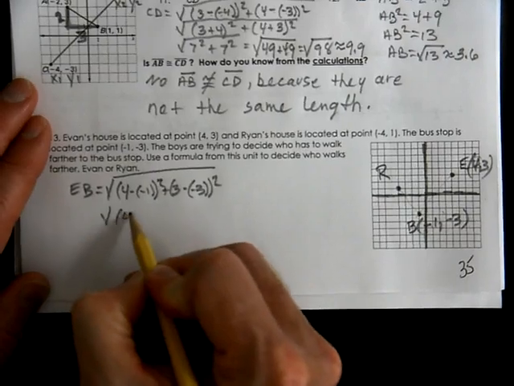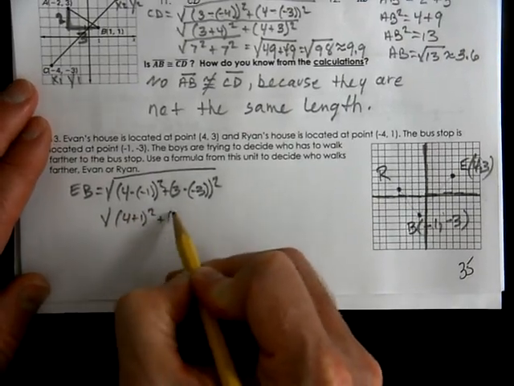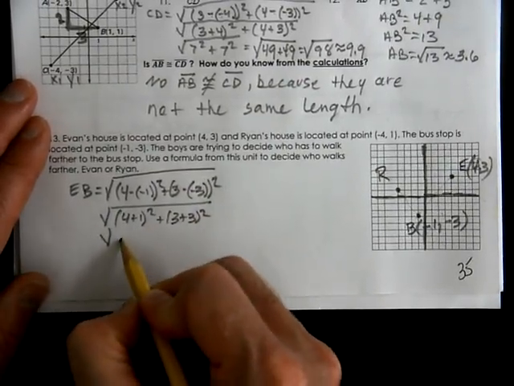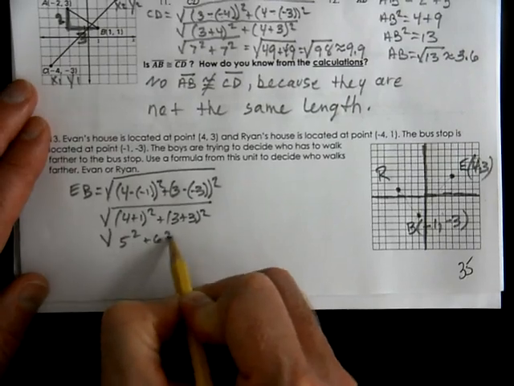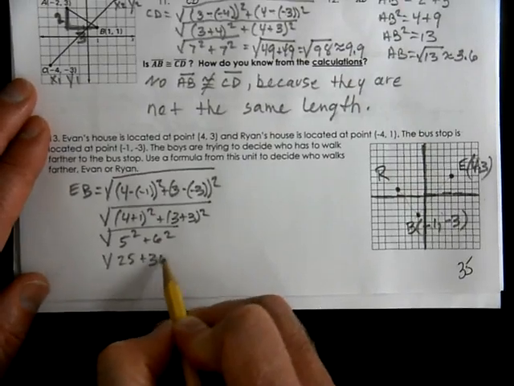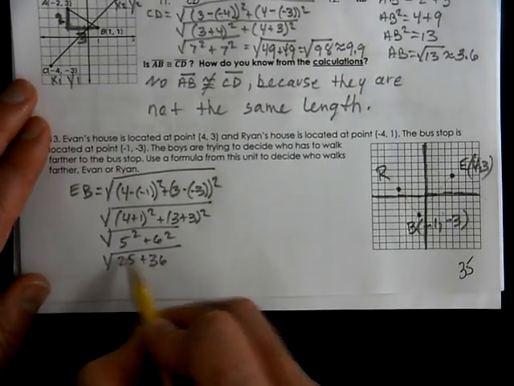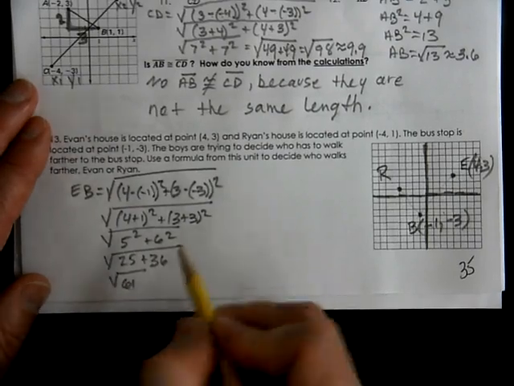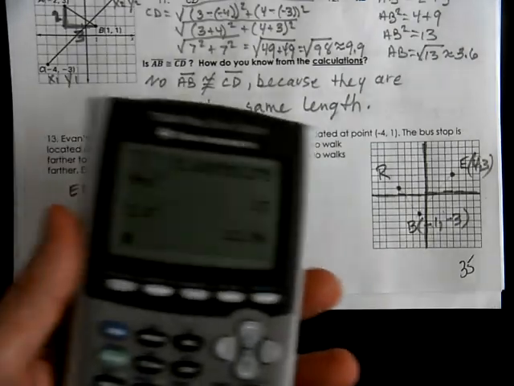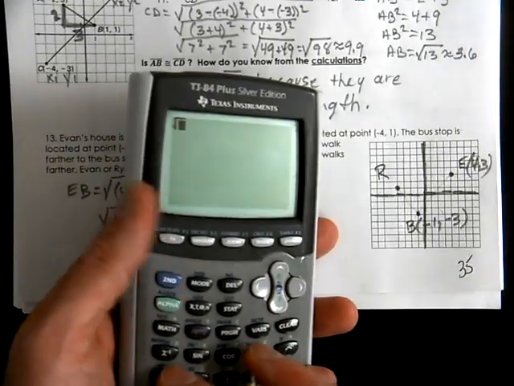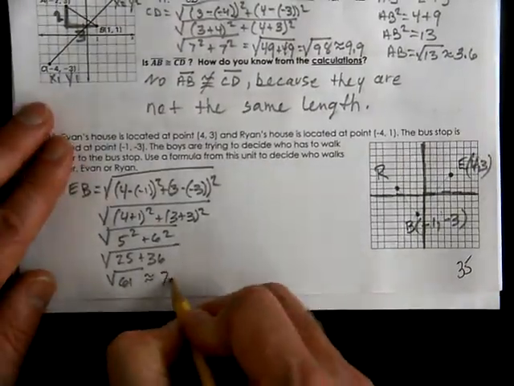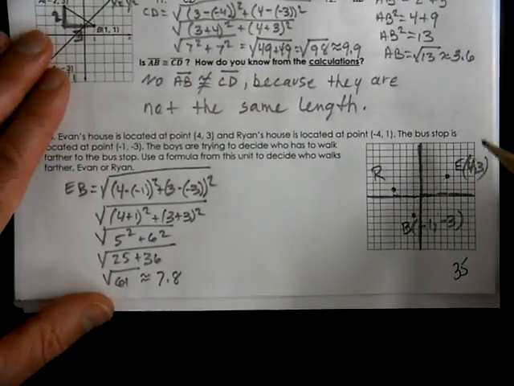So that becomes 4 plus 1 squared and 3 plus 3 squared. That becomes 5 squared and 6 squared. That is 25 plus 36. That is 61. Square root of 61. We could do a decimal off of that. Square root of 61, 7.8.